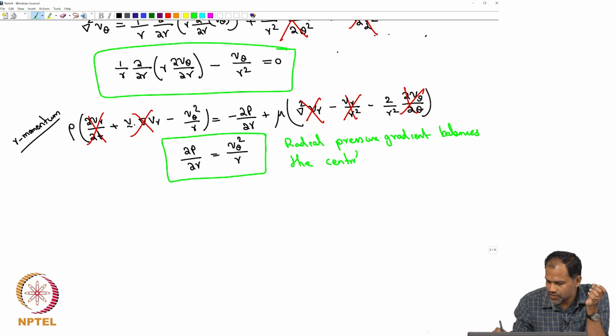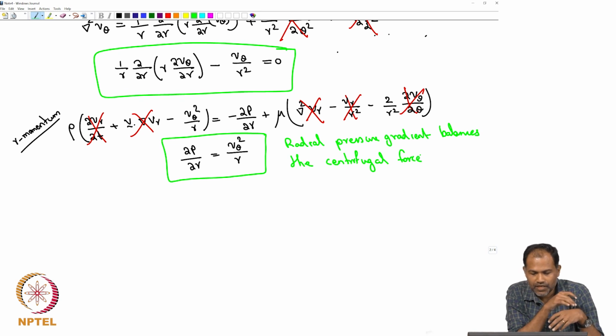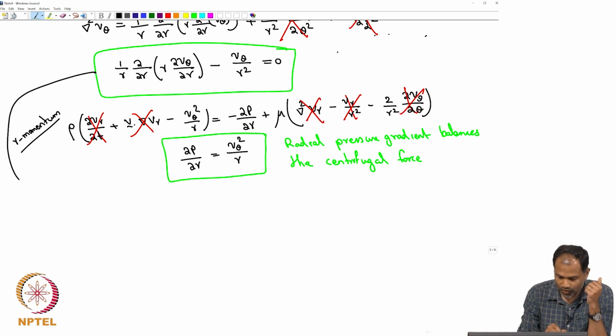So, that is the information that you get from the r momentum equation. The theta momentum equation of course gave you a differential equation which we need to solve and find out what v is. Solving it now.